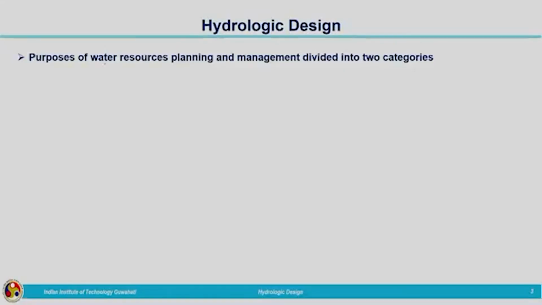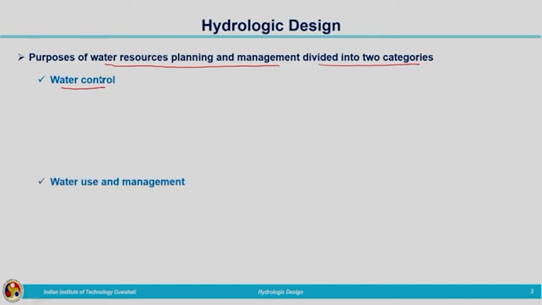Before going to hydrologic design, we should understand the purpose of the water resources system clearly. That is, we construct different types of projects, but the purpose will be different. The purposes of water resources planning and management are divided into two categories. One is water control and the second one is water use and management. You should understand the difference between them. Water control means we need to regulate or control the flow or stream flow, and the other one is for water use and management.